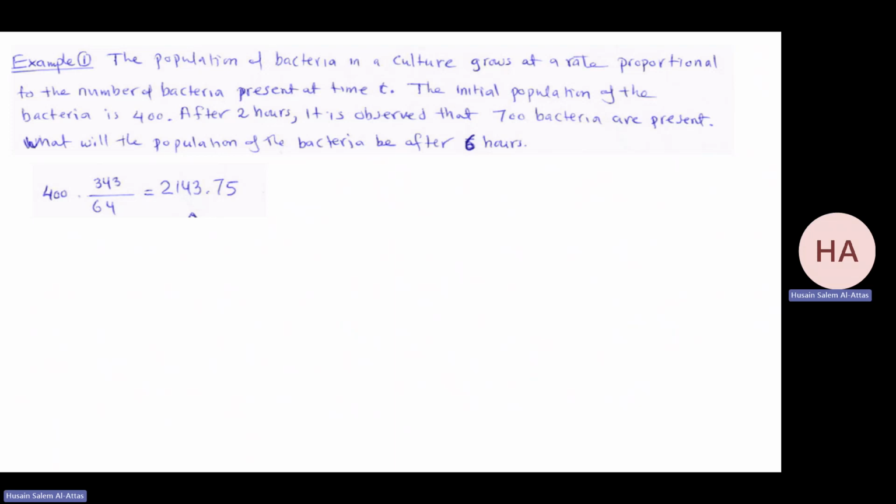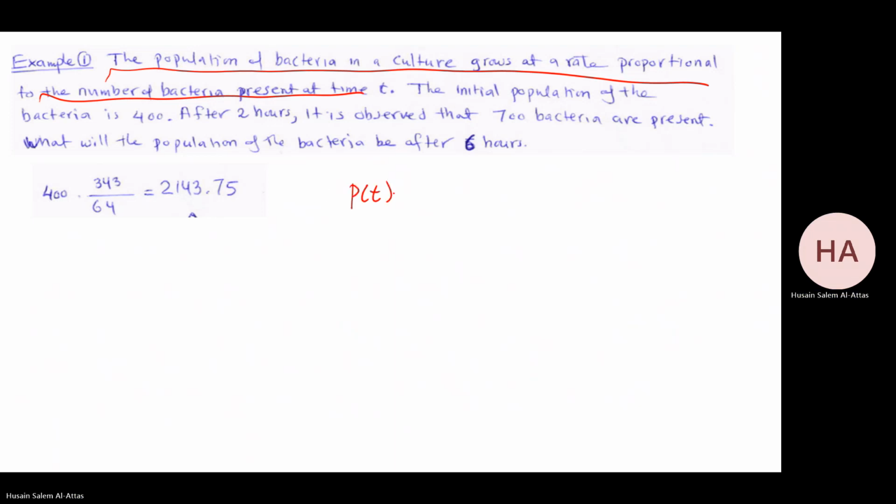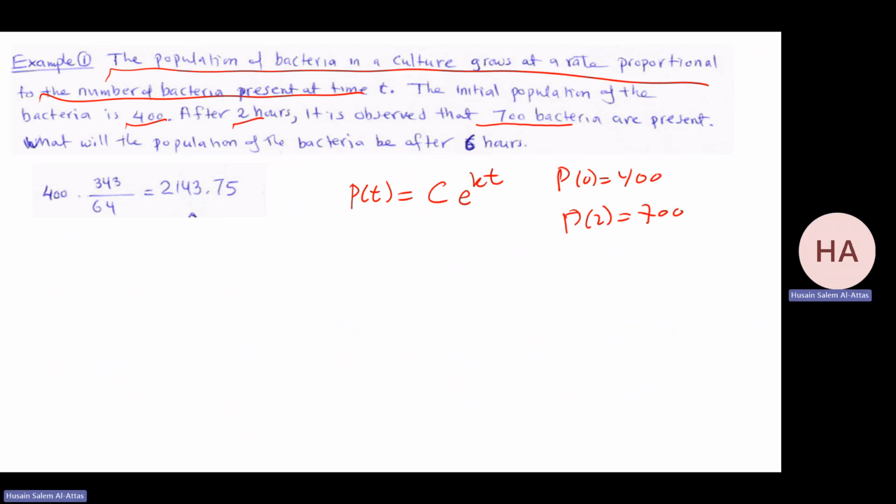Okay, now bacteria grows proportional to this. What is this? P of t equals C e^(kt). The initial is 400, so P at 0 is 400. After 2 hours, it becomes 700, so P at 2 is 700. What do they want? What after 6 hours? Find P at 6. That's the question.